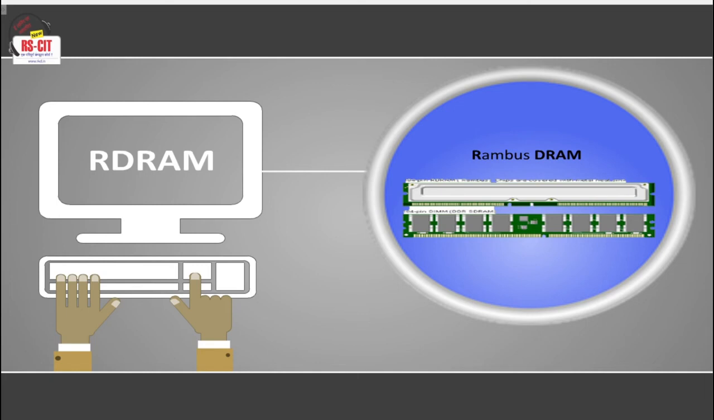Starting in the mid-1990s, RDRAM was used in video games and Windows PCs and competed with DDR SDRAM. Intel was an early champion of RDRAM, but began to phase out support in 2001.